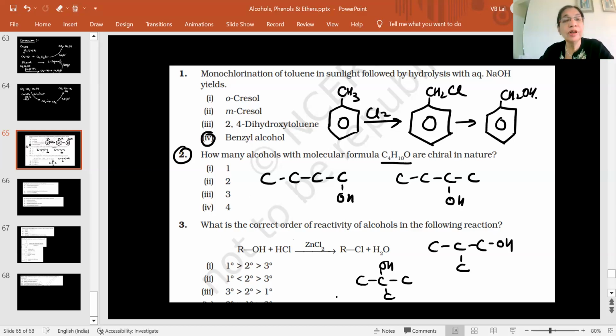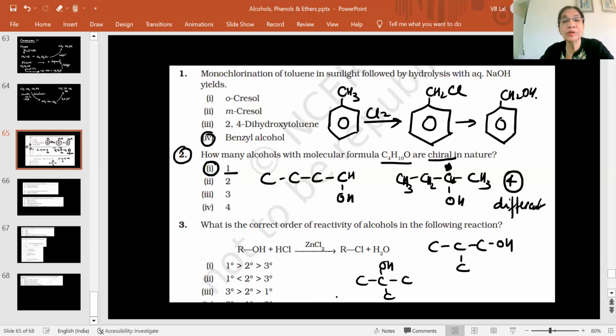Now, which one of them will have a molecule which is chiral in nature? Chiral means a carbon atom which has 4 different groups around it. So you look at this one, CH3, CH2, CH, CH3. Look at this carbon atom. Can you see? This carbon atom has 1 hydrogen, 1 methyl, 1 ethyl, and 1 OH. So it has 4 different groups around it, and because of that, it is chiral in nature. So the first one is the answer. Only one alcohol with the formula C4H10O is chiral in nature.